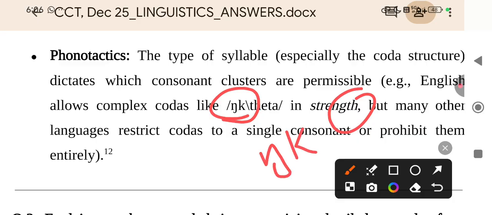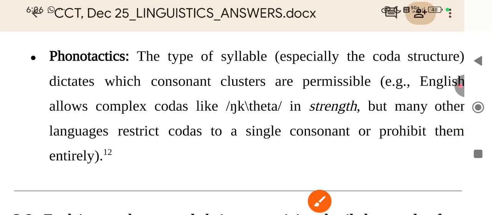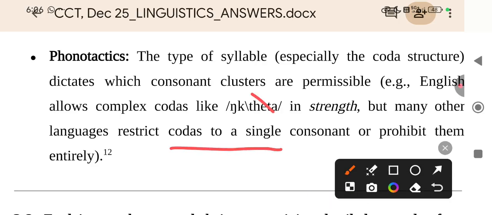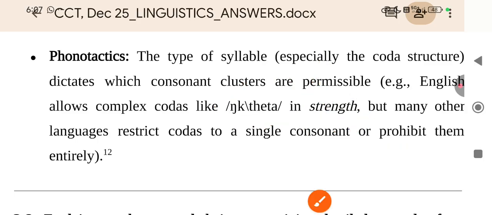But many other languages restrict codas to a single consonant or prohibit them entirely. तो बहुत सारे अदर लैंग्वेजेस में कोडा मतलब वॉवल के बाद कॉन्सोनेंट नहीं होता. रिस्ट्रिक्ट कोडाज टू अ सिंगल कॉन्सोनेंट और प्रोहिबिट देम एंटायरली. कुछ में होता है. इंग्लिश में ये कॉम्बिनेशन हम देखते हैं, और इसी को कहते हैं phonotactics, which means which consonant clusters are permissible.